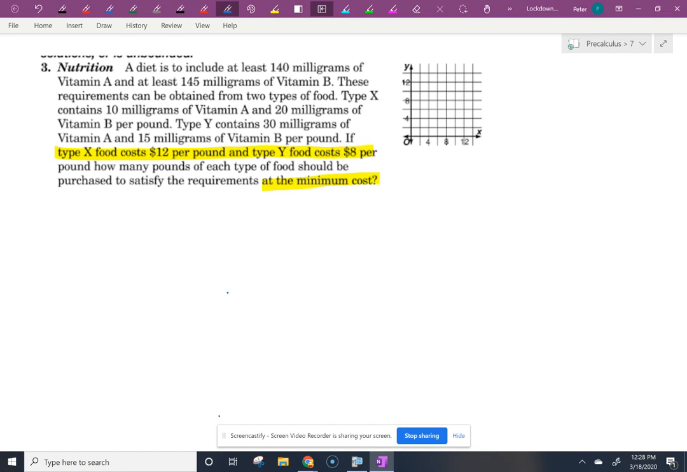And so for me, that always tells me, all right, my goal is to minimize cost. I want to minimize this cost where you're going to tell me how many X and how many Y I buy. And I do pay $12 for X and $8 for Y. So it just depends on how many of each one I'm going to buy.